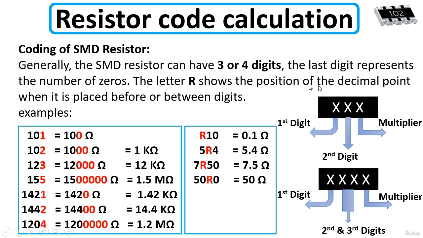When you find R, as we have in the definition, the letter R shows the position of the decimal point. This is the decimal point, as you can see here, when it is placed before, like in this example, or between digits, like in this example. Here we have R10, which means 0.1 ohm. 5R4 means 5.4 ohm. 7R50 means 7.5 ohm. 50R0 means 50 ohm.